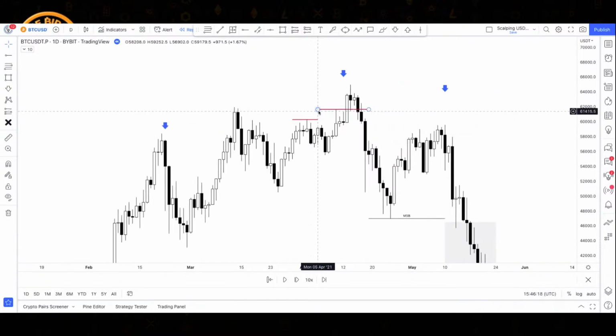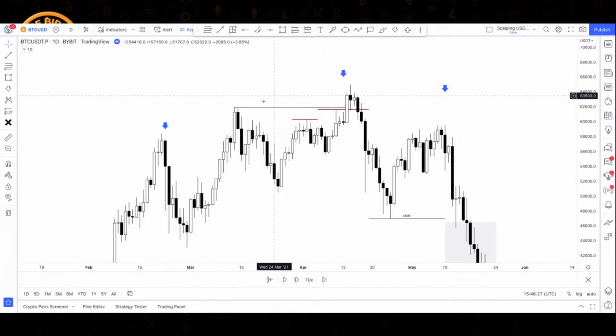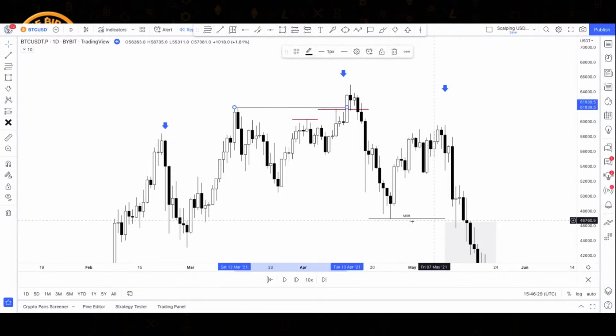So let me do this for you quickly in a different color. Here's our high. This is what I'm looking to sweep. So I want to see that high swept. Remember, we did exactly the same on the weekly scale. Here's our market structure break on the weekly. This was our sweep on the weekly.